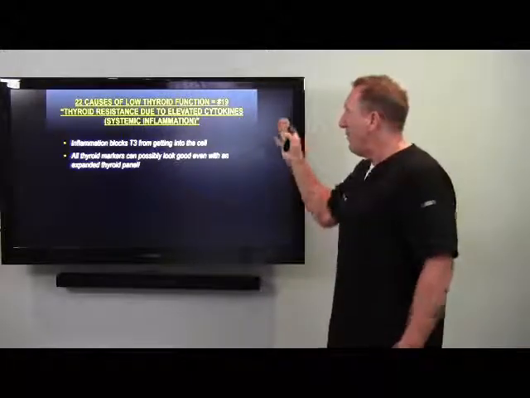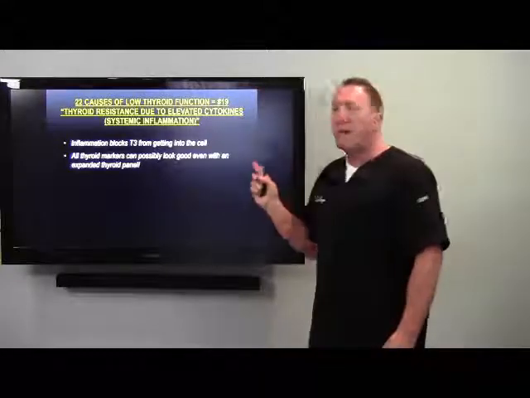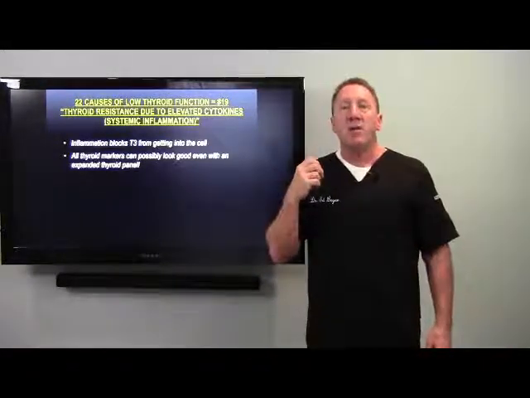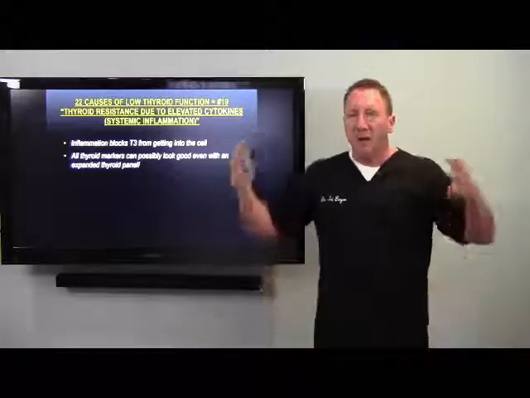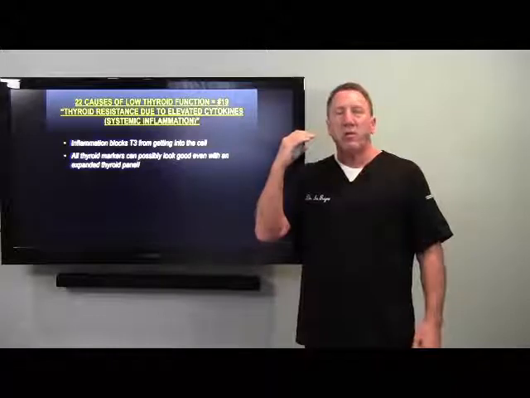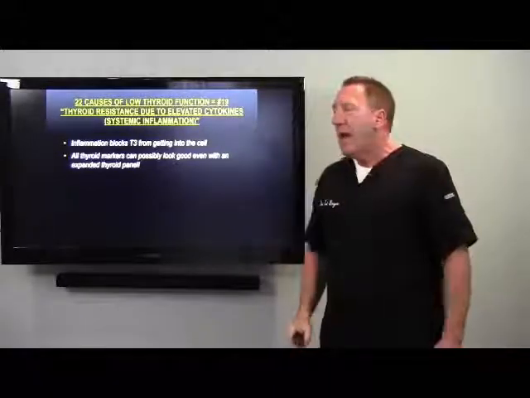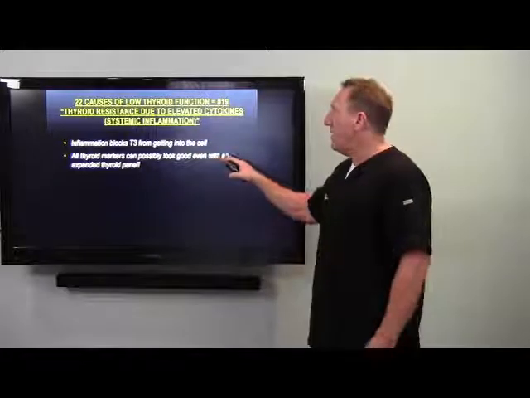And these last 4, number 19 being one of them, thyroid resistance due to elevated cytokines. Now, cytokines are chemicals of inflammation. So when we are systemically inflamed or when we have whole body inflammation, these cytokines, these chemicals of inflammation are elevated. And these chemicals block T3 from getting into the cells.